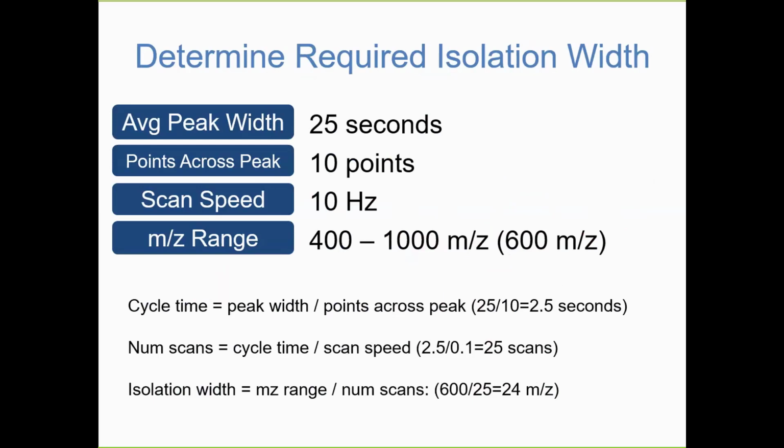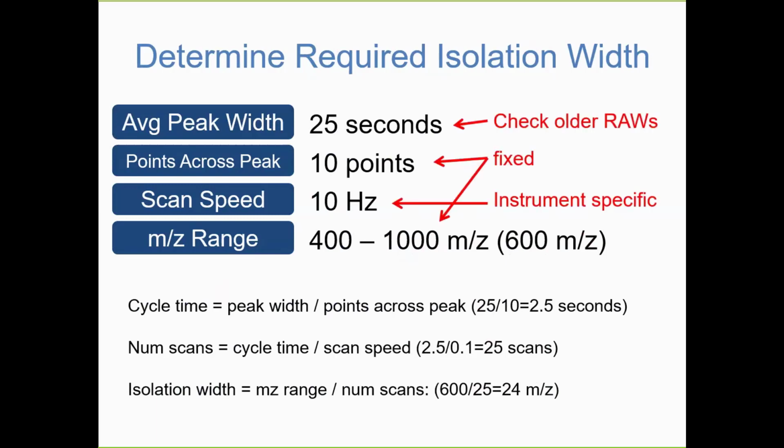So knowing some things about our experiment, there are several different things that we can calculate, right? So if we know something about the average peak width that we expect, say it's 25 seconds, which we can determine looking at older DDA-based data, we can start to back calculate what we would need to work out how the instrument should be set. So if we're expecting 10 points across the peak and trying to scan in this 400 to 1,000 m/z range and calling that fixed data, we know something about the chromatographic conditions, that we expect peaks to be 25 seconds.